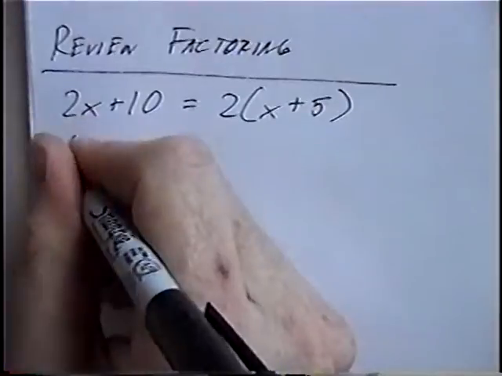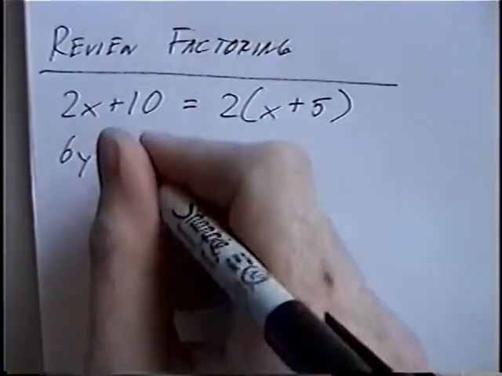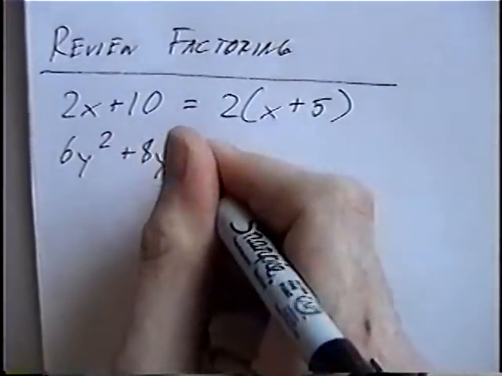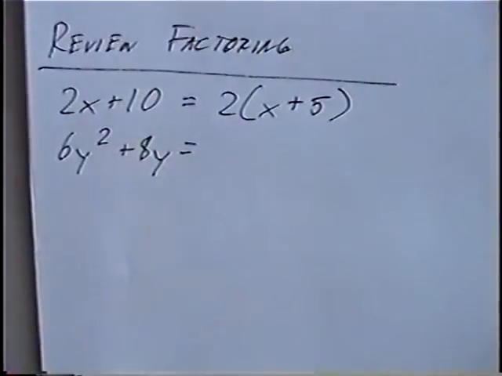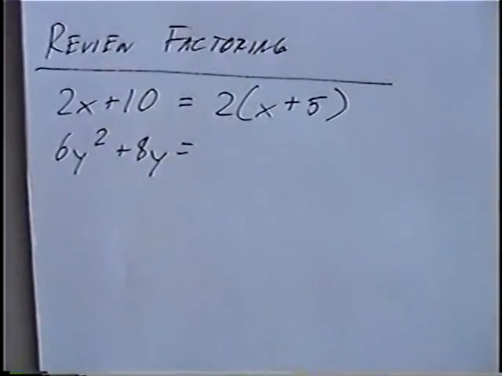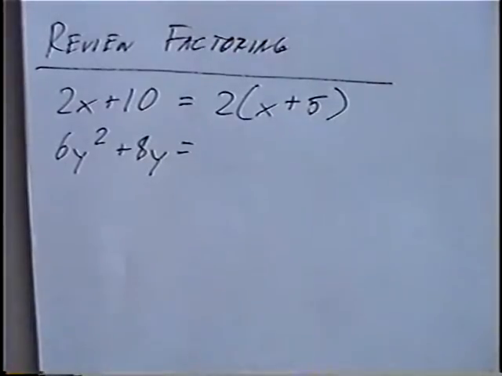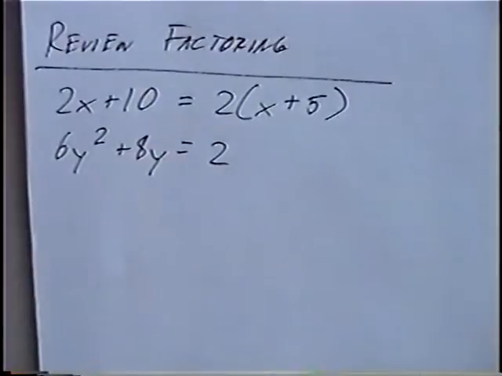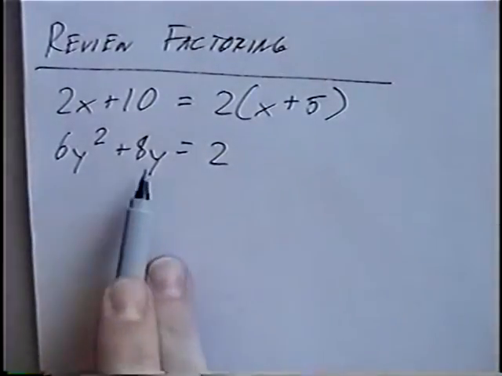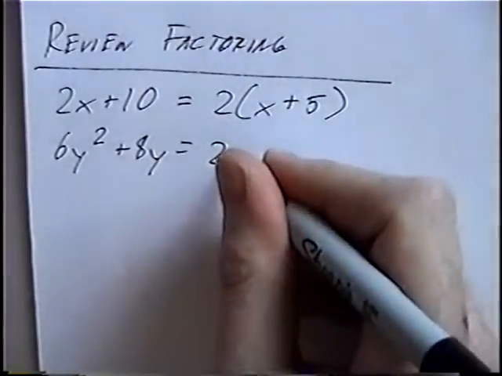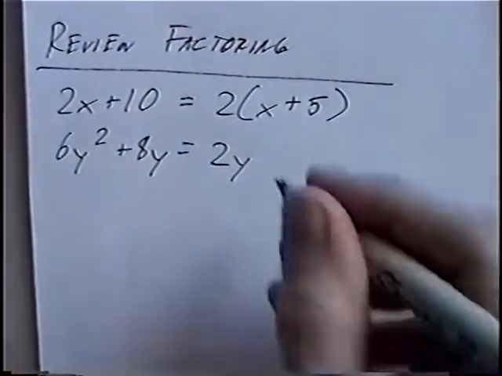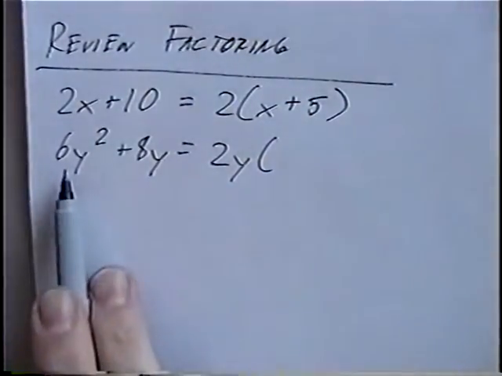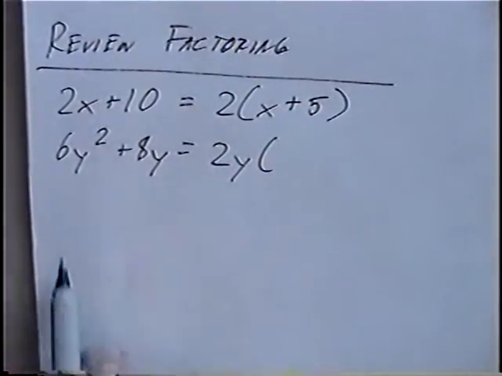Next factoring question is 6y squared plus 8y. Again, we will take out the greatest common factor, or the biggest number that divides both of the coefficients. 6 and 8, 2 again goes into both of those. This time they both have the same variable, the same letter y, so we can take out 2y. And again, we'll divide each of these terms by 2y.